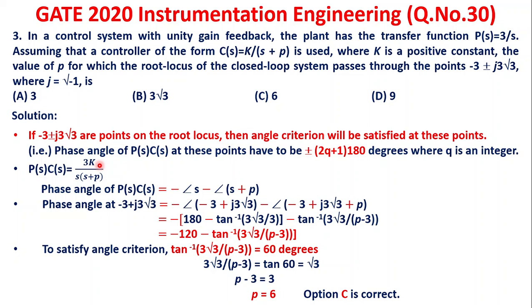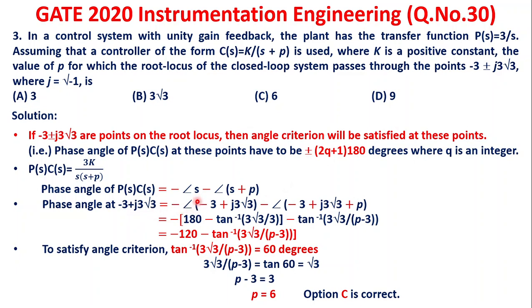It cannot have an angle. So s into (s plus p): s is in the denominator, so minus the phase angle of s. s plus p is again in the denominator, minus the phase angle of s plus p. We want to check at the point -3 plus j 3 root 3. Same thing will happen for the other one also, because it is the complex conjugate.